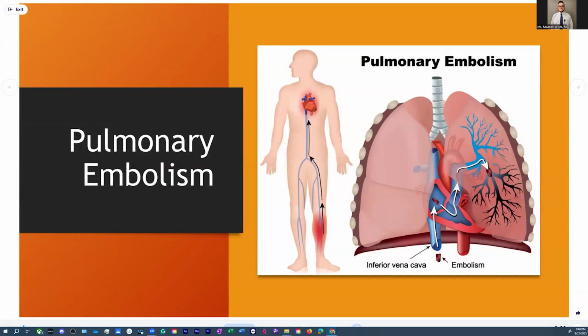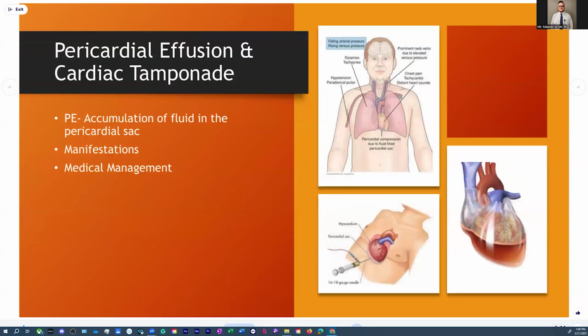Blood clots are always a risk with heart failure just because of the sluggish flow of blood. And so pulmonary embolism development. A thrombus forms somewhere, a blood clot somewhere else, and makes its way to the lungs. That's a PE. The cardiac effusion, tamponade, accumulation of that fluid.